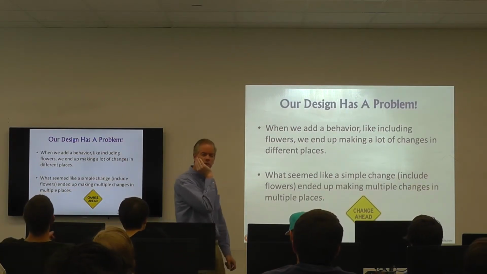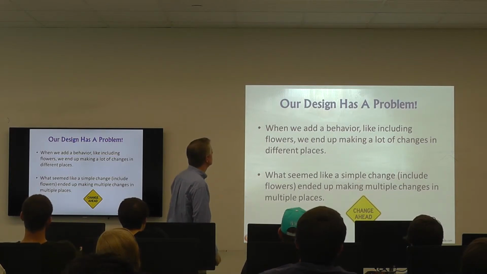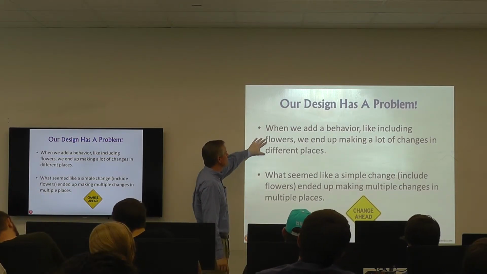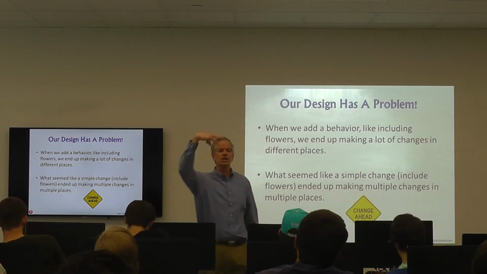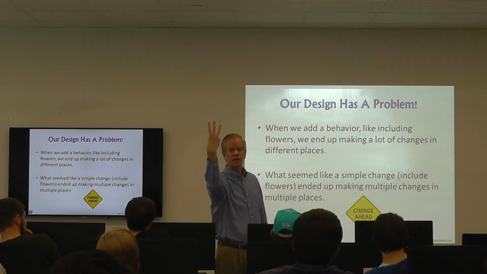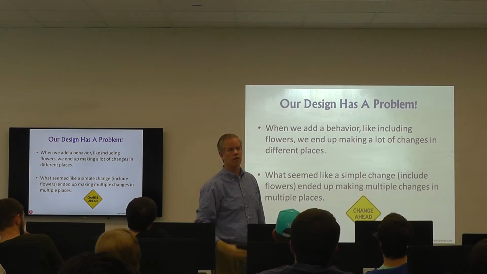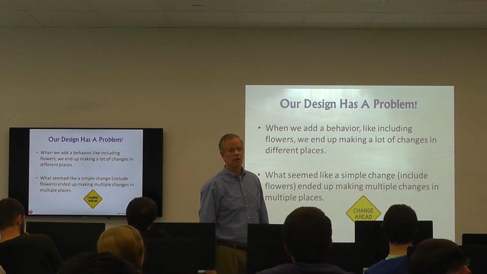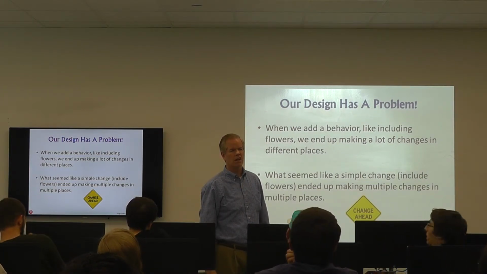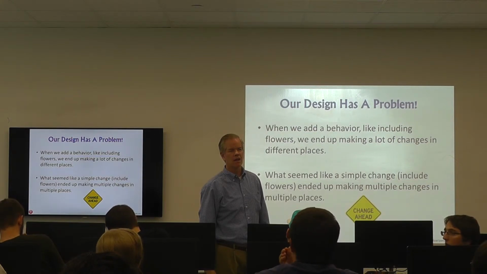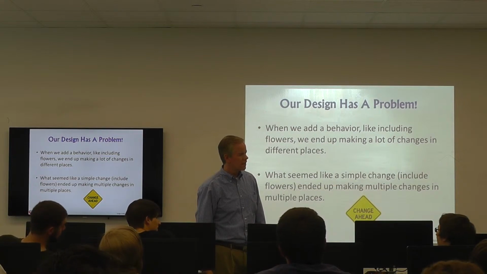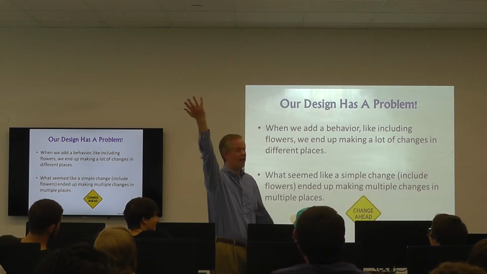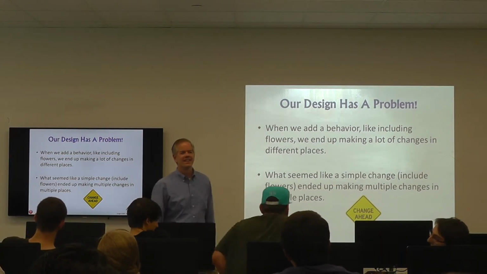There's always a problem, isn't there? See, when we add a behavior, like including flowers, we end up making lots of changes in different places. How many changes did we have to make? We actually made 4. Yeah, you put in another thing on the game. You put invite up for drinks, it wasn't in the first one. Really? Alright, 4! Whatever, it's all good.